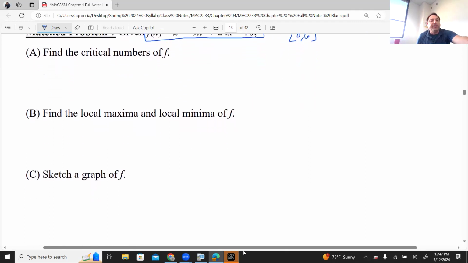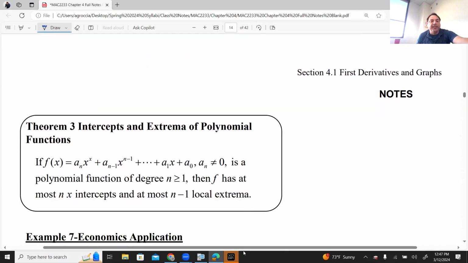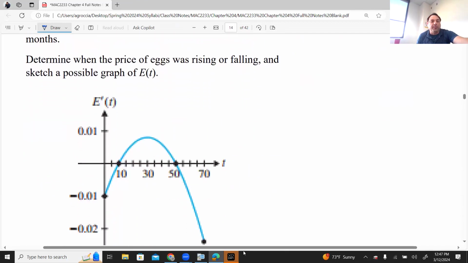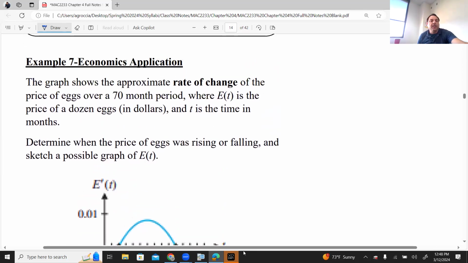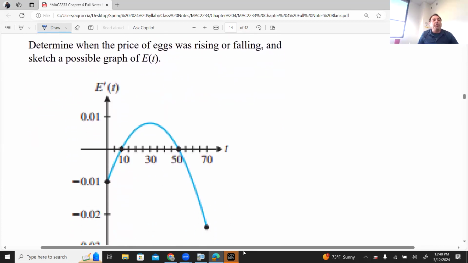Now, the one I also want to cover before we leave is this one here. You're going to get some problems that are looking at it from a derivative perspective and looking at it from an original perspective and vice versa and back and forth. So this one says, the graph shows the rate of change, derivative of the price of eggs over a 70-month period where E of T is the price of a dozen eggs and T is the time, determine when the eggs are rising and falling, and so on. So basically, you have a graph, not of the original, but it's a graph of the derivative.